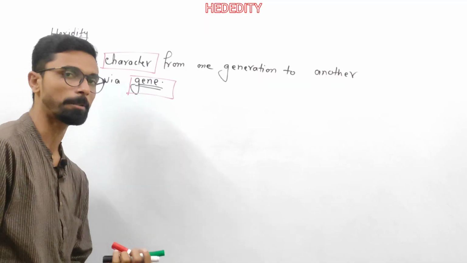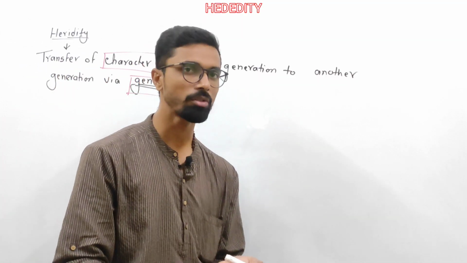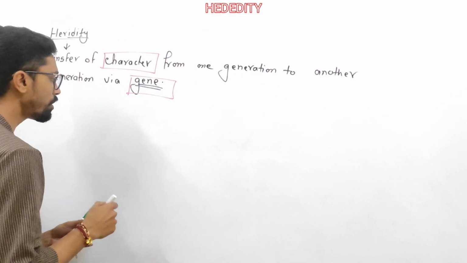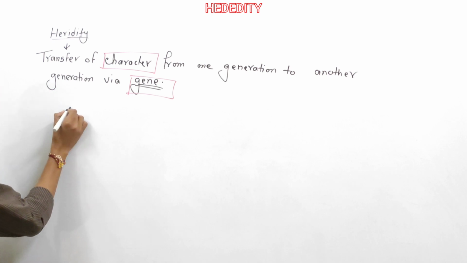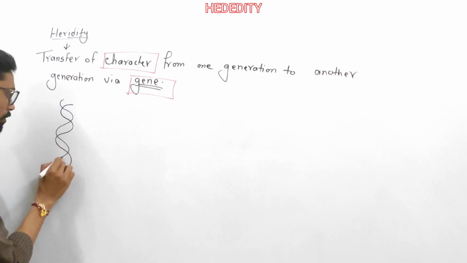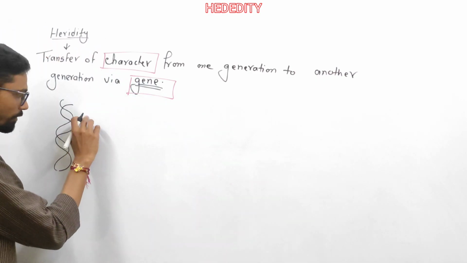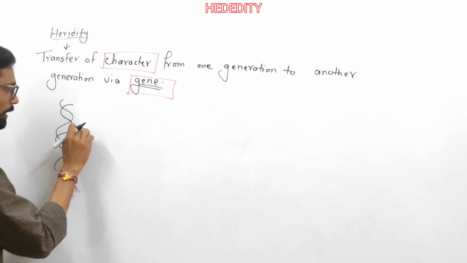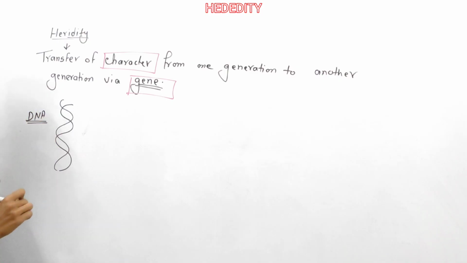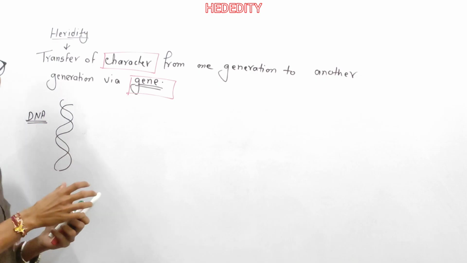So how is it possible? What type of genes, and what is a gene basically? A gene is a fragment of DNA. Before going into genes, I will tell you one concept. We all know that we have DNA, a double-stranded DNA. I hope everyone is aware of the DNA full form: deoxyribonucleic acid. So DNA is a double strand or double helix.